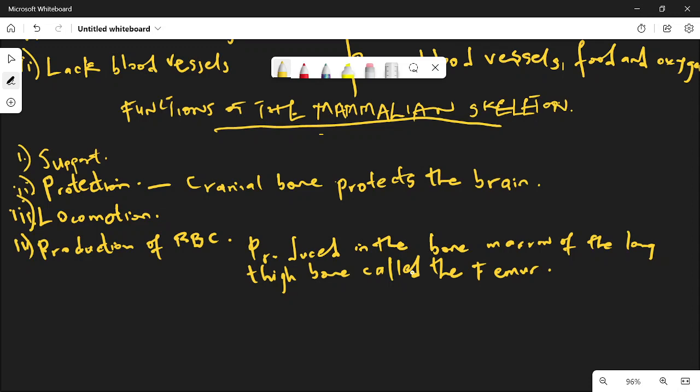The long thigh bone, called the femur, is where we have the production of the RBC. That is what brings about the production of the red blood cells. So it is also one of the functions of the skeletal system. We have another function, which is respiration.